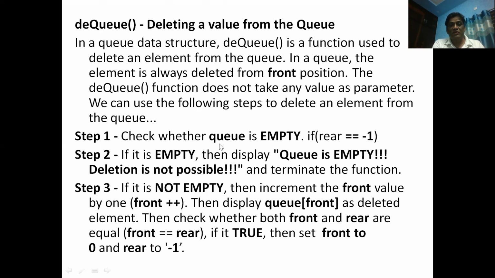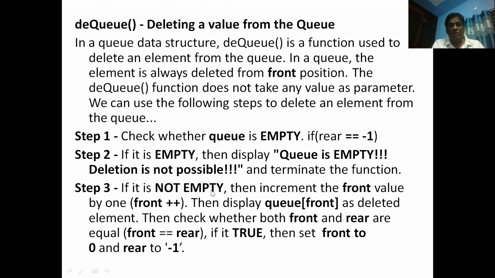First thing is you need to check whether the queue is empty or not. If the queue is empty, it does not have any elements, so deletion is not possible. You can perform the deletion operation only if there are elements in the queue. So the first thing is the empty condition. If rear is equal to -1, it means the queue is empty, then deletion is not possible. That is the message you need to display: queue is empty, deletion is not possible.